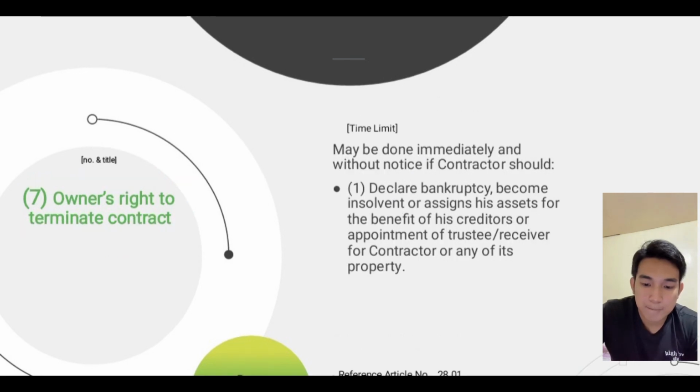Next is owner's right to terminate contract. Time limit: may be done immediately and without notice if contractor should: number 1, declare bankruptcy, become insolvent or assign his assets for the benefit of his creditors, or appointment of trustee or receiver for contractor or any of its property. The reference number is 28.01.